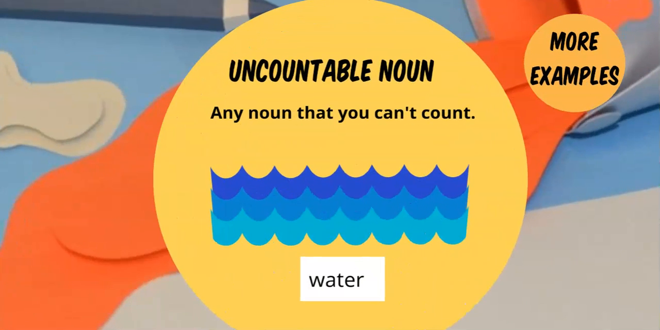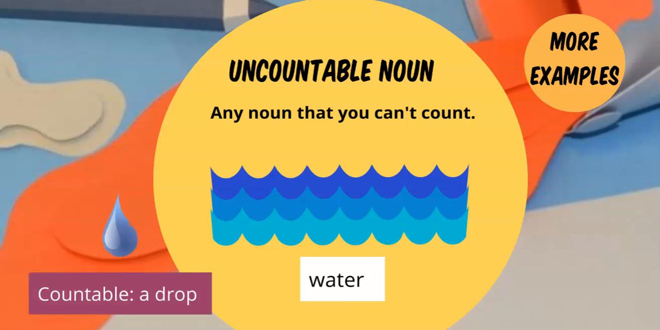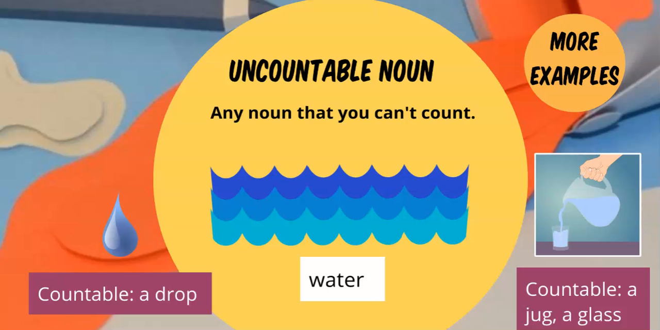For example, when you talk about water generally, it's an uncountable noun because you can't count it. You can't say, I have 1 water, 2 waters, 3 waters, etc. But you can say a drop of water, which is countable, or a jug of water or a glass of water. A drop, a jug, a glass are countable, but the water inside them isn't.